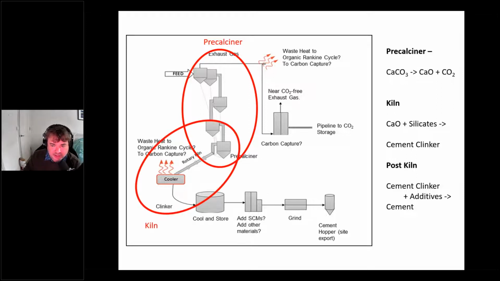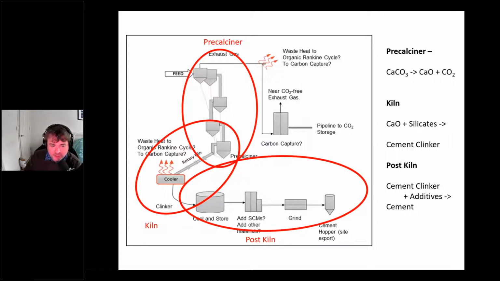Then you go into the kiln, and then you add some silicates. Basically, you add some clay to your system, and then it goes through a big old rotary kiln, and comes out as cement, and then you do a bit of post-processing and that sort of stuff.